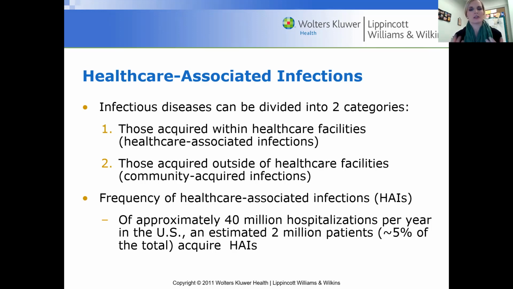So just to explain to you guys the frequency of these infections, of approximately 40 million hospitalizations per year in the United States, it's estimated that about 2 million of those patients, so about 5%, which doesn't seem like a lot, but it's still about 2 million people, are acquiring these healthcare associated infections, meaning that maybe they've come in for chemotherapy. Again, the immune system is pretty weak in that situation. So maybe they came in to have that treatment and then they are there even longer because they've picked up an infection.